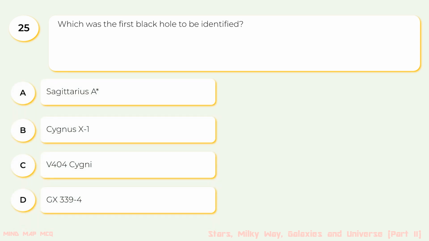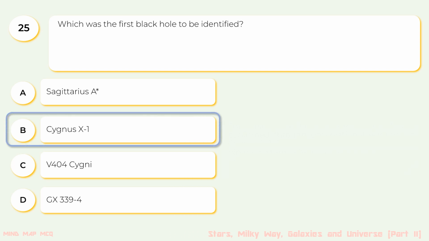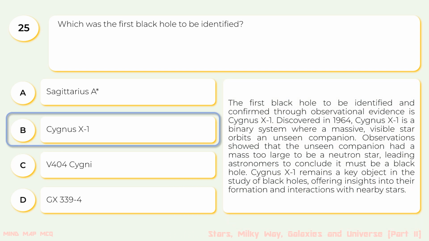25. Which was the first black hole to be identified? The options are A. Sagittarius A star, B. Cygnus X1, C. V404 Cygni, D. GX339-4. The correct option is B. Cygnus X1. The first black hole to be identified and confirmed through observational evidence is Cygnus X1.